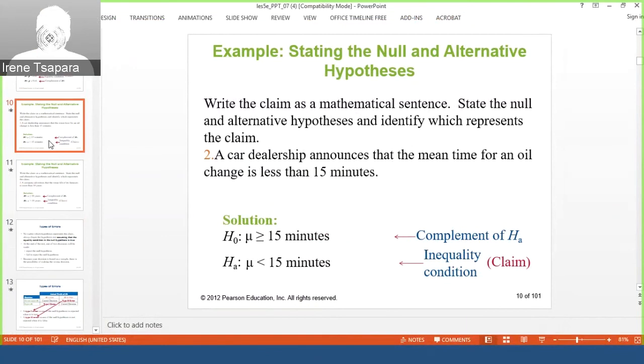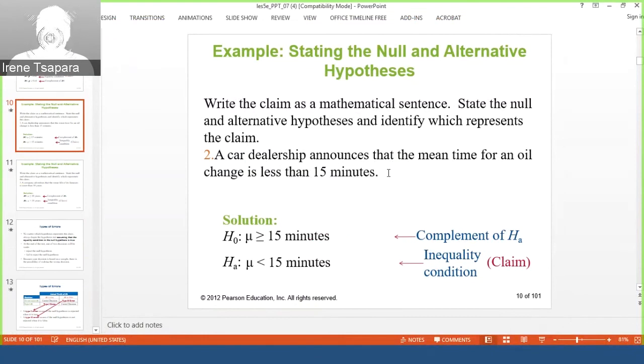Another example is right here. A car dealership announces that the mean time for an oil change is less than 15 minutes. Now, this is a meaningful advertisement. Yes, I want to advertise that in my shop, the time that you need to spend waiting for an oil change is very little. So it's less than 15 minutes.